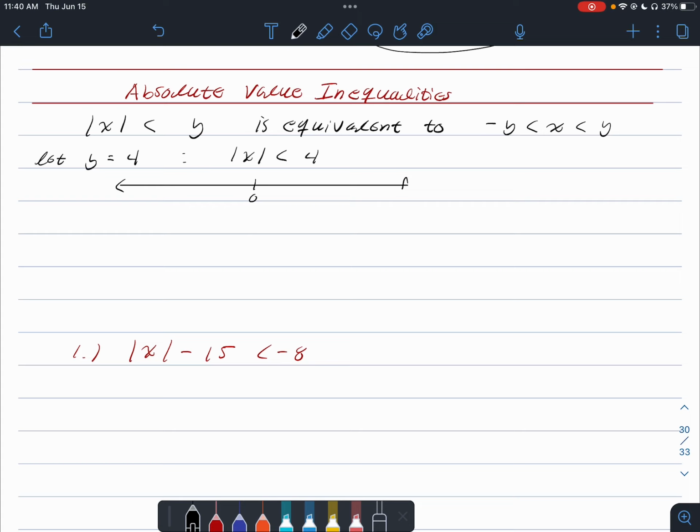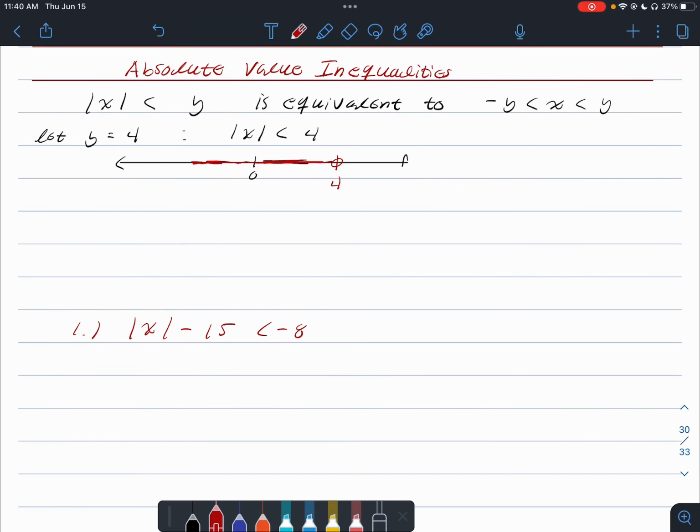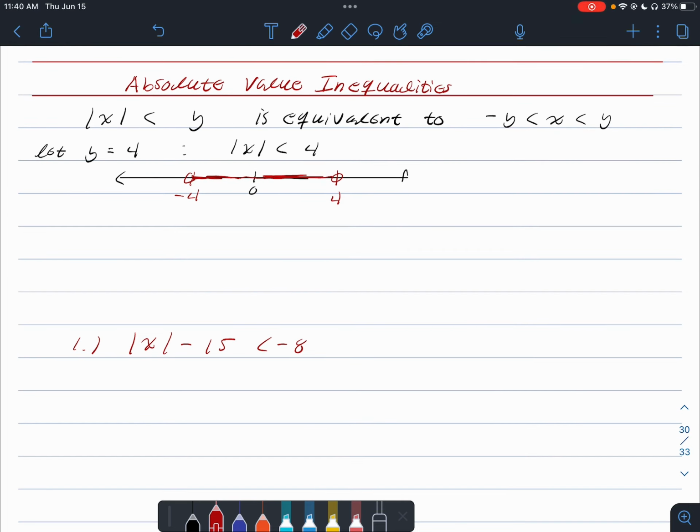So if we were to graph this, we have 0. We want everything that's within a distance of 4. So we can go out 4 here, and we're not going to include that point. And we can go 4 this way as well, which would be negative 4, and again, we're not going to include that point. So that's the intuition: we end up with all values between negative 4 and positive 4. So the absolute value of x being strictly less than y is equivalent to negative y strictly less than x, which is strictly less than y.